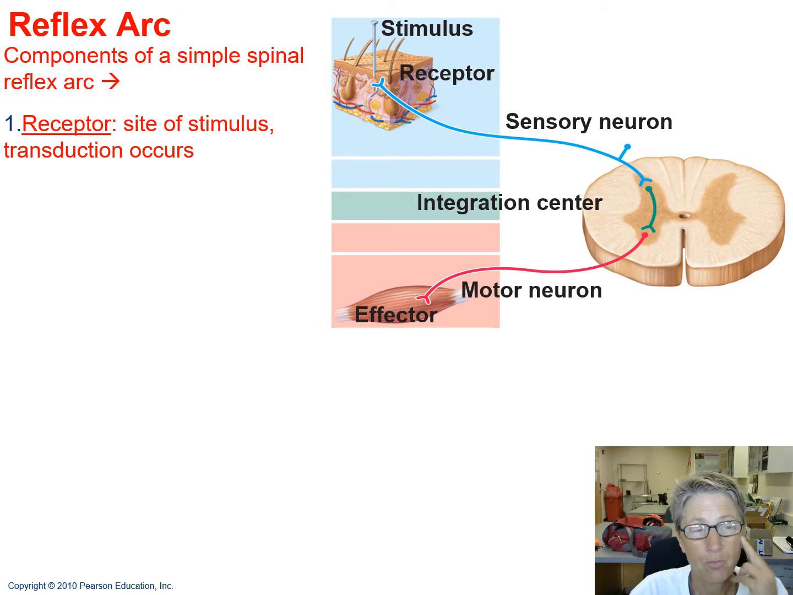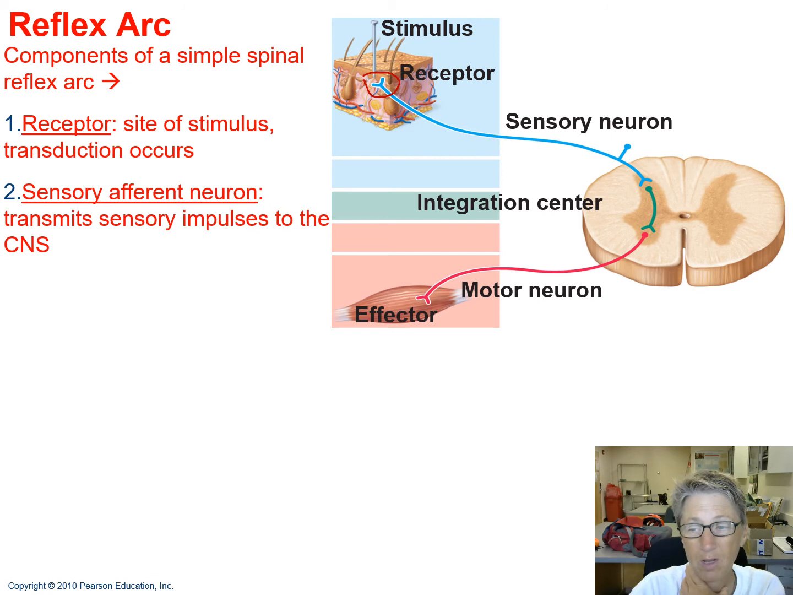So the receptor is the site of the stimulus. That's where transduction occurs, where you go from the energy of the stimulus. So for example, the nail piercing your skin, the energy of that stimulus is converted into a generator potential in the dendrites.